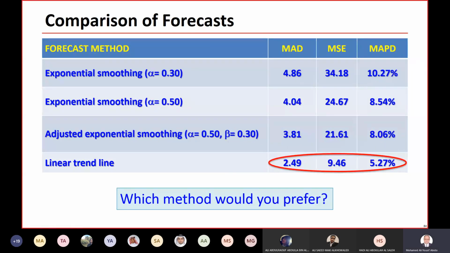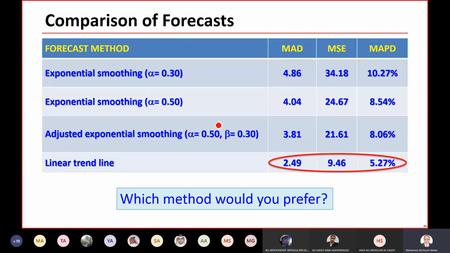Definitely this one is the best method. But be careful, this is a very important point: based on the data given this is the best, but it doesn't necessarily mean that this method is the best for whatever data that you have.